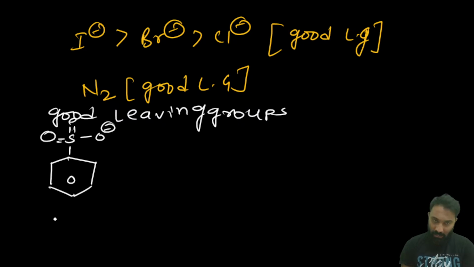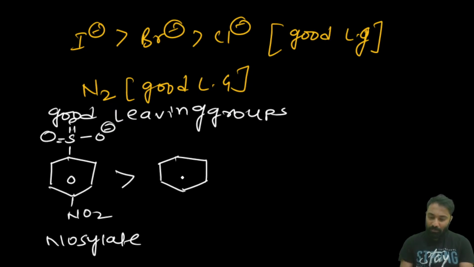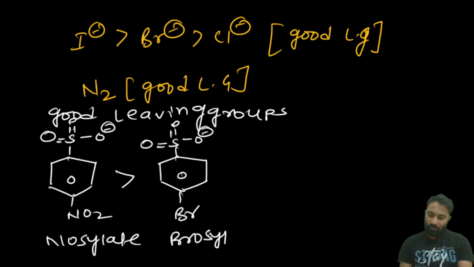this one we call a nosylate. This nosylate is a good leaving group. Then after that we have the brosylate. This one is a brosylate. Brosylate is also a good leaving group.